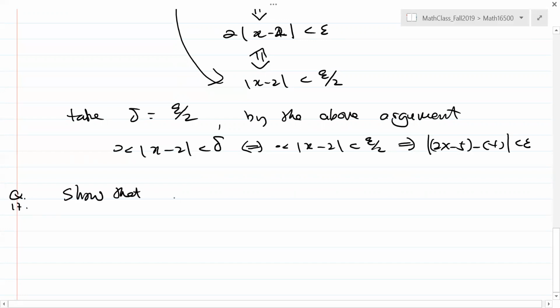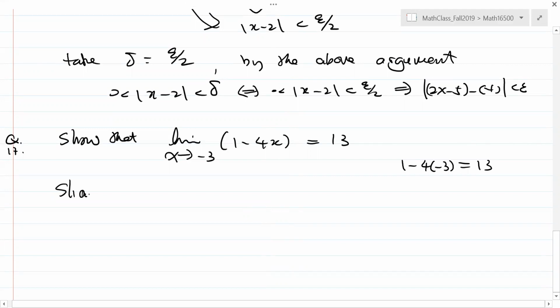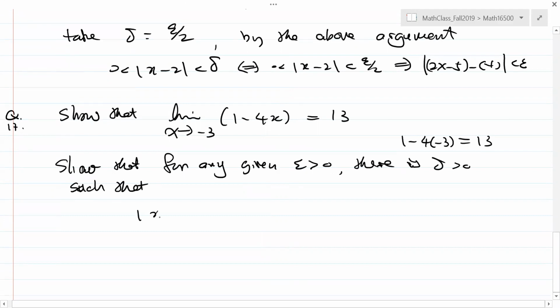Show that the limit as x approaches -3 of 1 minus 4x is going to be 13. Now, why is it 13? I know that's going to be 13 because 1 minus 4 times -3 is 13. But that's not the proof. Okay? We have to prove why this is 13. Actually, we want to prove the following statement. You translate to the following statement. Okay? For any given epsilon greater than 0, I want to find this delta such that, that's pretty standard language here, such that if the absolute value of x minus -3 is less than delta, then this inequality implies that inequality.